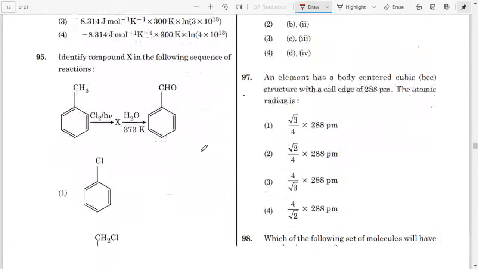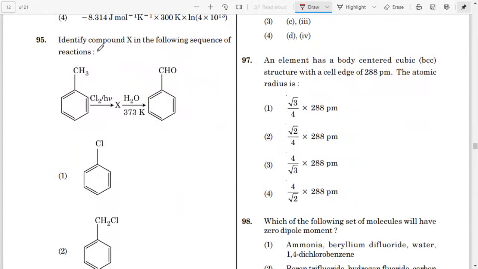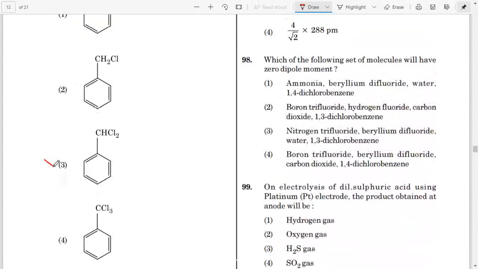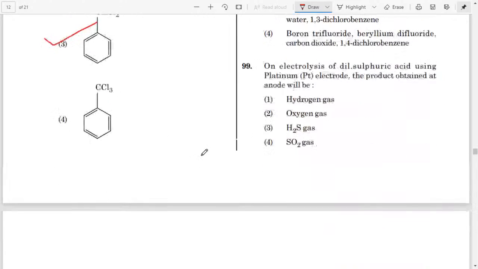Next, it is a straightforward question from organic chemistry. Identify compound X in the following sequence of reactions. What will happen? Chlorination with h nu, in presence of light, photochemical halogenation, is going to give the dichloride, which upon hydrolysis at 373 K is going to give the aldehyde. So which shows the dichloride compound? Option number 3 is going to be the correct option, students.